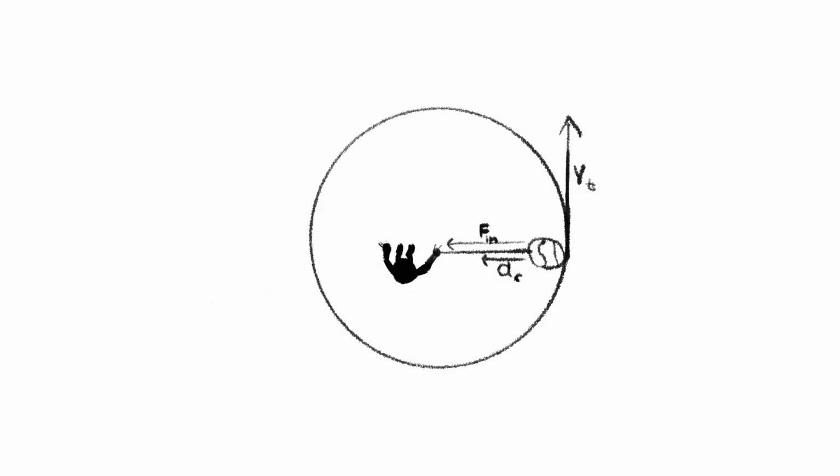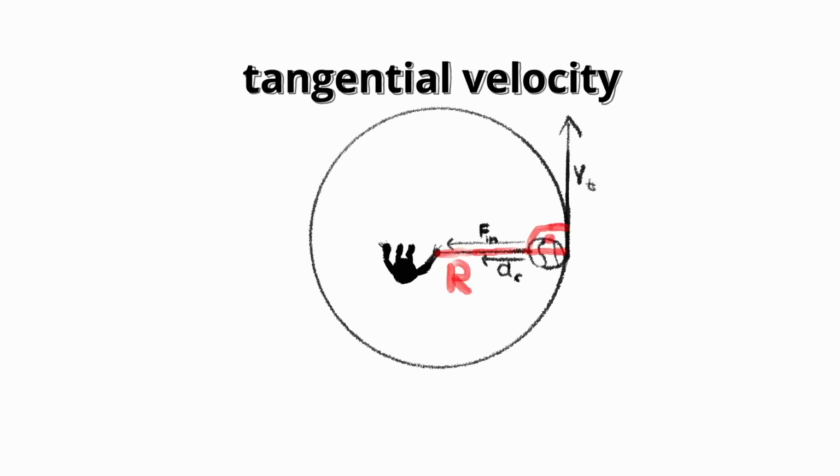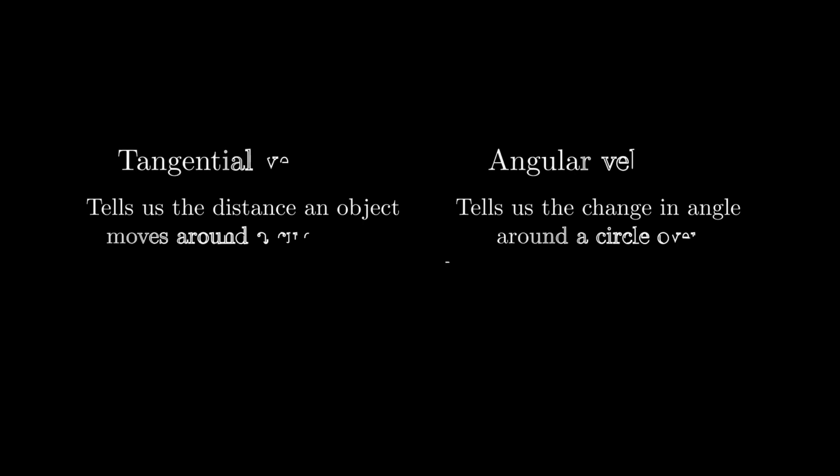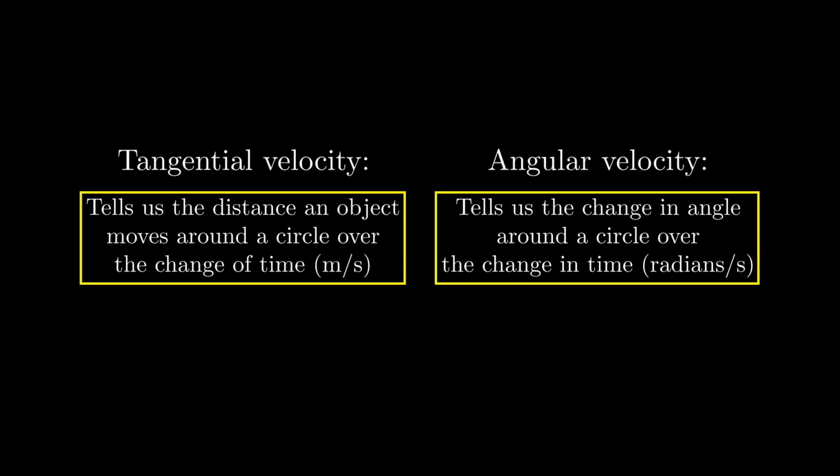The acceleration also points towards the center, since acceleration in general always points in the same direction as the net force. The velocity of the ball, on the other hand, is tangent to the path of a circle and perpendicular to the radius. We therefore call it the tangential velocity. Besides the tangential velocity, we also have the angular velocity.